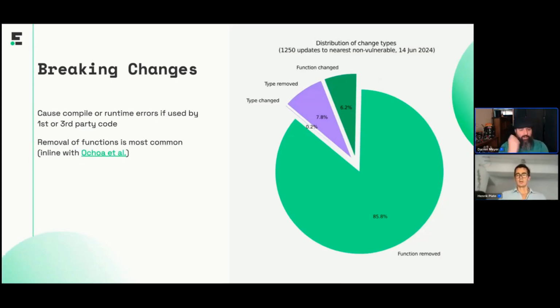Yeah, and I think this is another great example of why upgrading is hard, right? And I want to clarify a little bit, and correct me if I'm wrong, but when we talk about these categories of breaking changes, these are sort of potentially breaking changes, right?